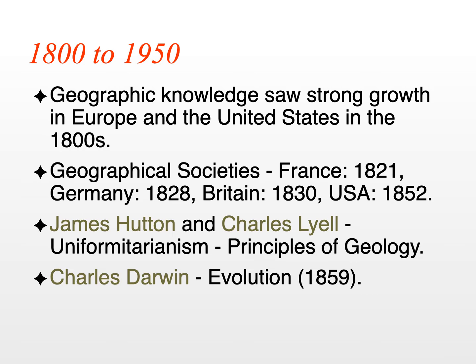Two important academics that influenced geography were James Hutton and Charles Lyell. They were geologists, and they came up with the concept of uniformitarianism. In the 1780s, James Hutton presented at several scientific meetings that the Earth had a long past, that it was many, many thousands of years old, maybe even millions of years old.